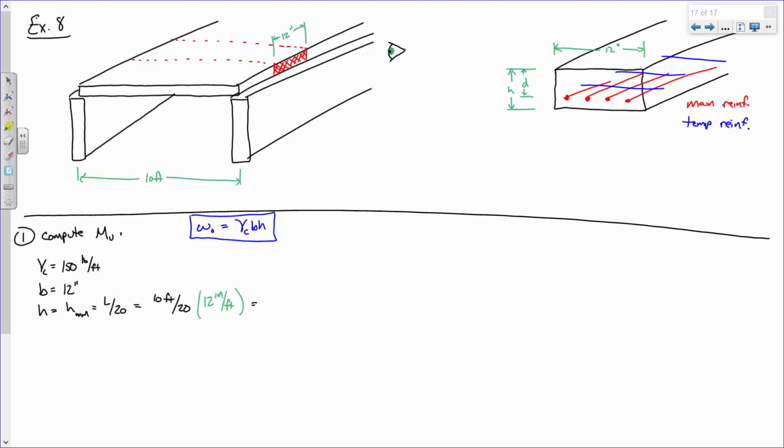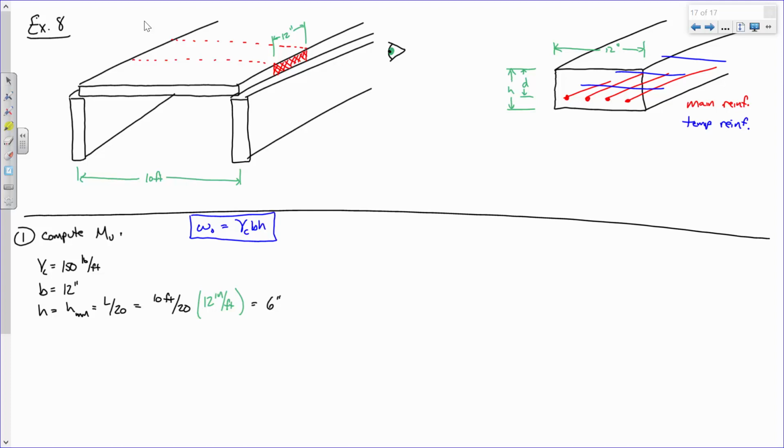What we got? 6 inches. All right, so what that tells me is that this slab is going to be 6 inches thick to support this load. That's a pretty thick slab for a building. I'll go ahead and tell you that the slab up here is probably like a 3 to 4 inch slab. That's pretty thick.